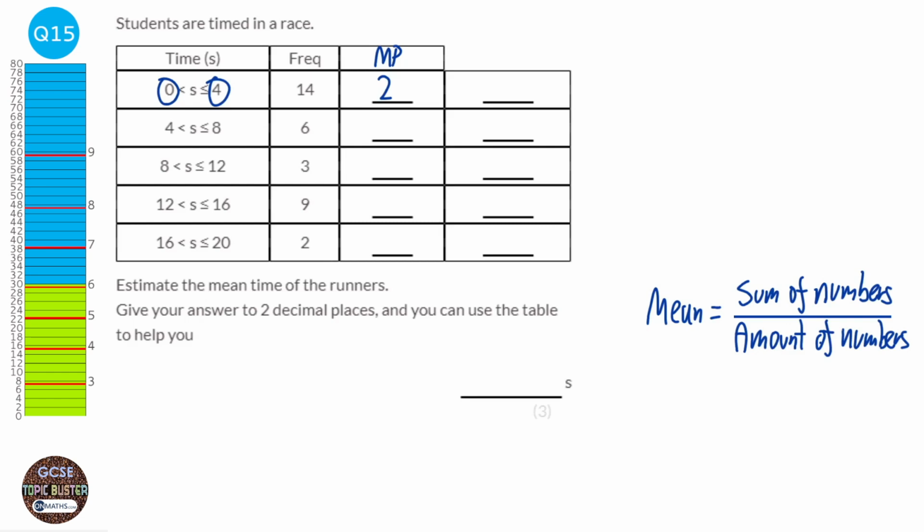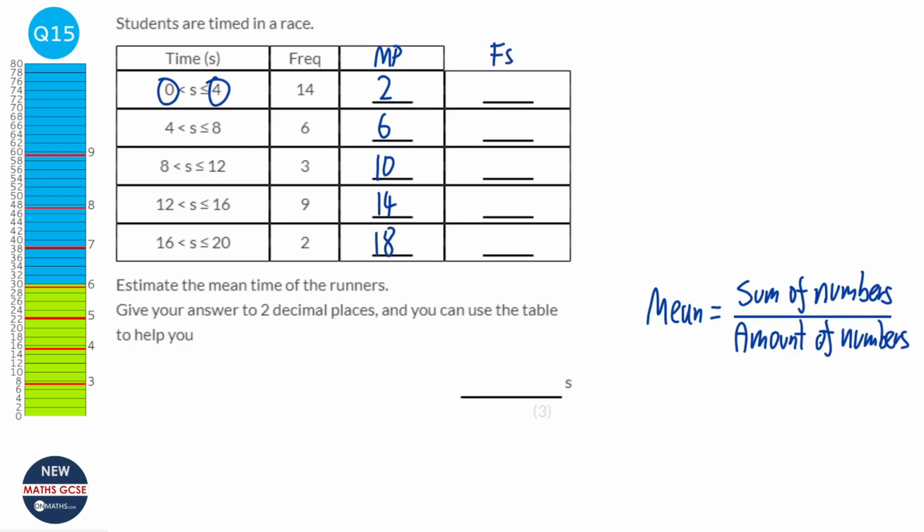Same with the 4 and the 8. Halfway between 4 and 8 is 6, and you can add them together, 12 divided by 2, which is 6. Go down finding the midpoints, and we're just going to assume the students all scored the same amount, all got the same time. Then we're going to do our FX column.